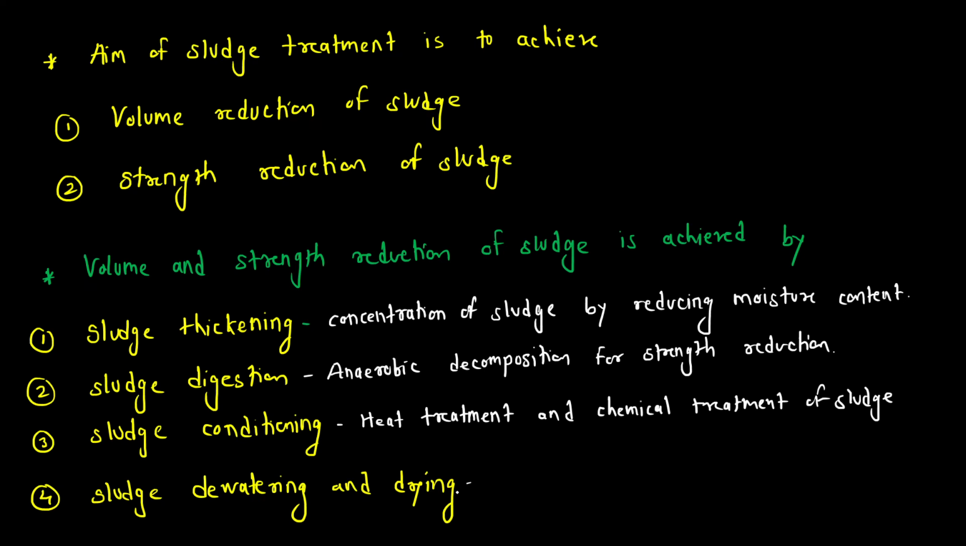And the last one is sludge dewatering and drying. In this case, whatever remaining moisture is there, that we are removing. So it is used to remove remaining moisture from sludge. So these are the four main processes which are carried out after the biological treatment is done.